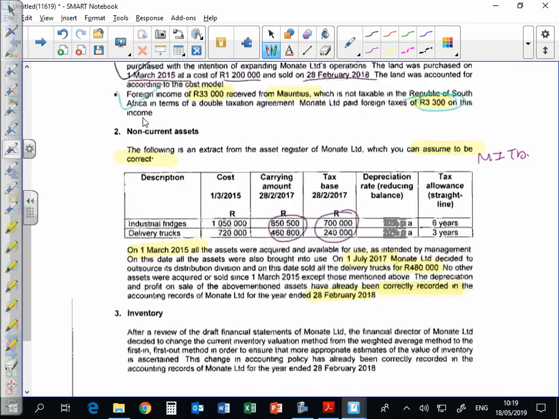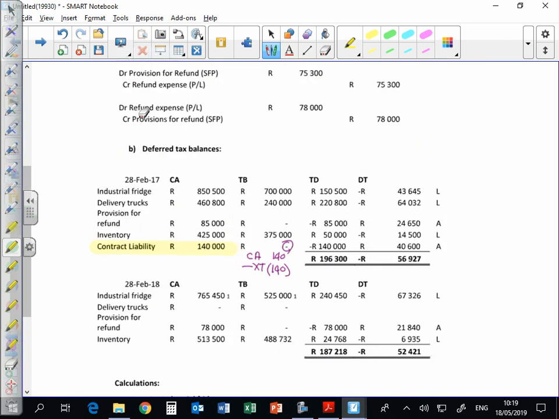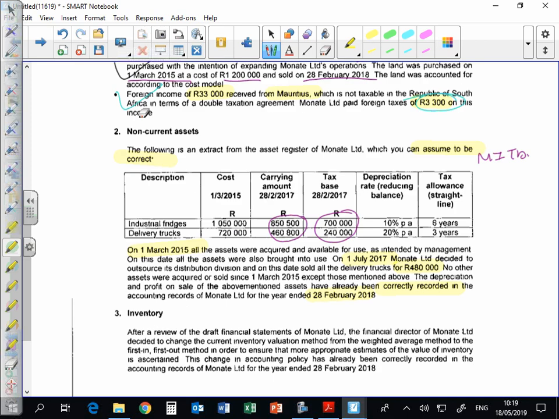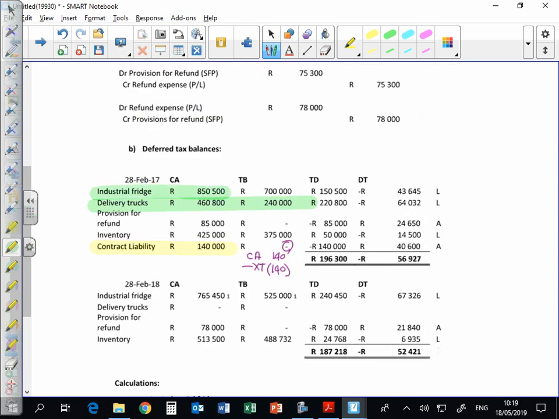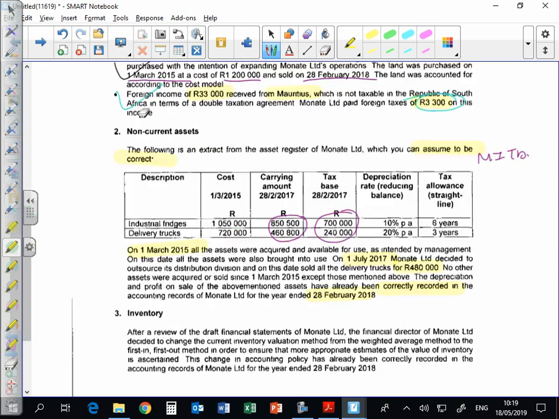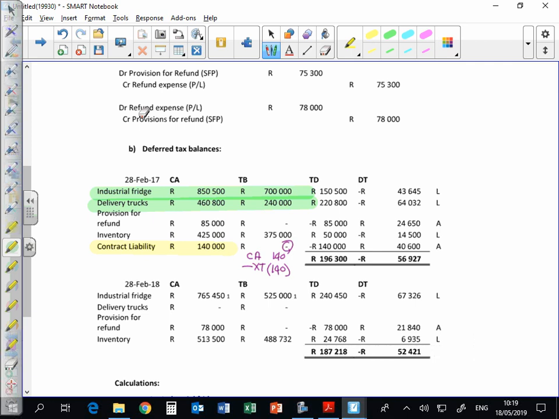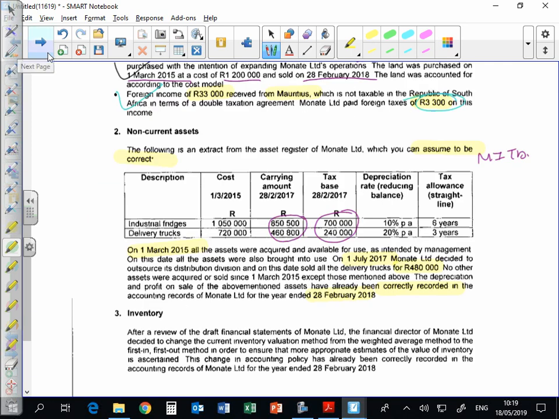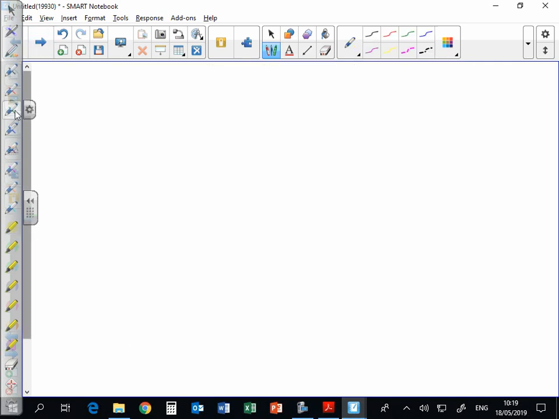Delivery trucks, 460,800 carrying amount, 240,000 tax base. Industrial fridge, 850,500 carrying amount, tax base 700,000. All of that was given to me, nothing needed to be calculated. Right, in terms of the calculation for our 2018 balances, we want a carrying amount and we want a tax base.